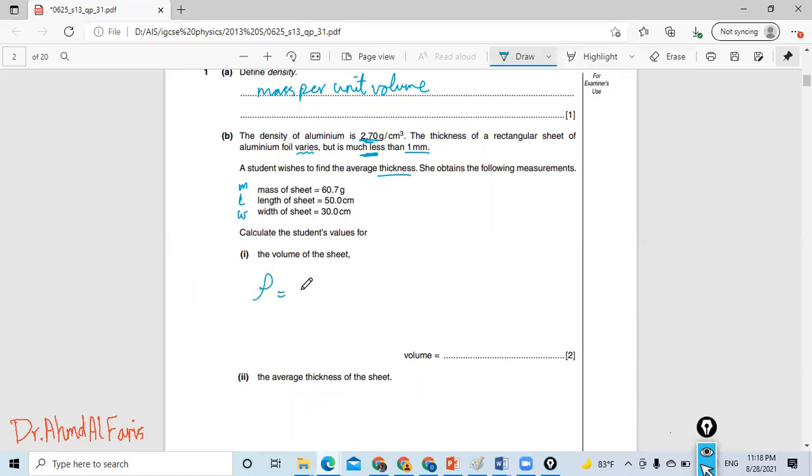that density, the Greek letter rho, or you can write capital D, doesn't matter, equals mass over what? Volume. We ask about the volume, so we can put it as the subject of the formula. Volume equals mass over density. Let's substitute the mass, which is 60.7, divided by the density, which is 2.7, and the answer is approximately 25. Let me check. 60.7 divided by 2.7. Yes, 22.5. 22.5 cubic centimeters.